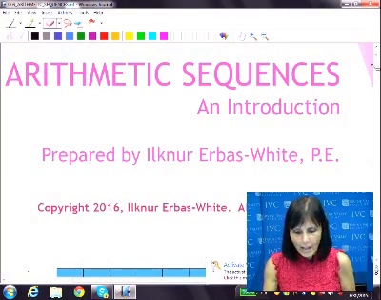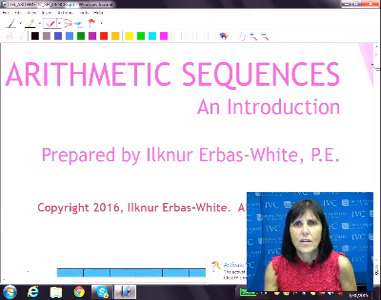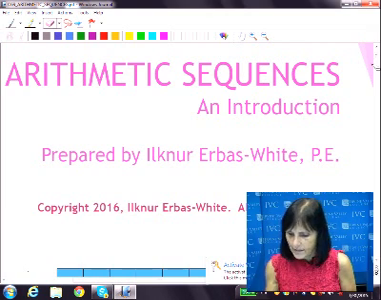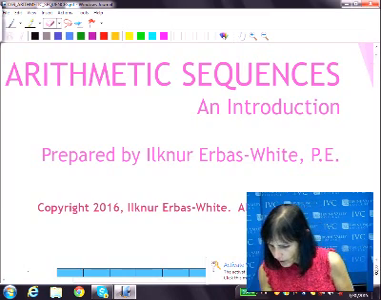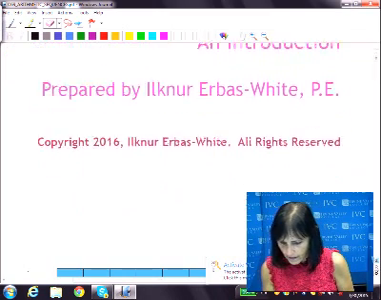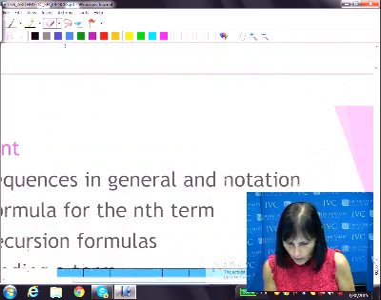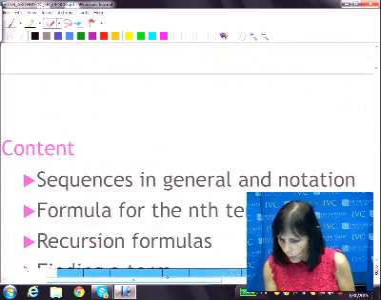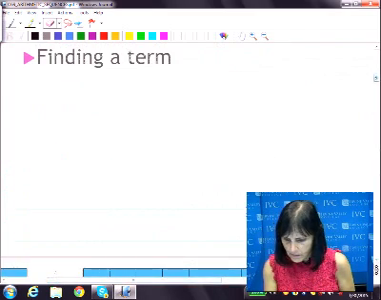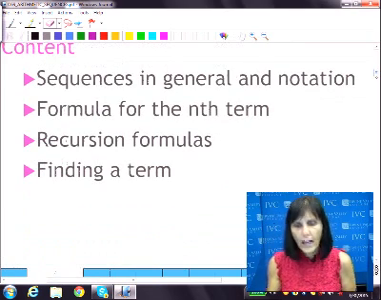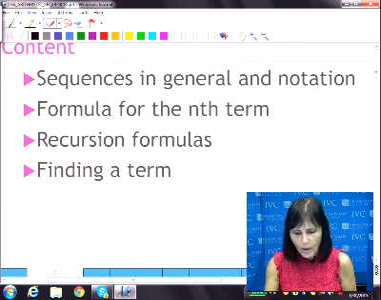We are going to look at arithmetic sequences. Usually you study these at the end of your college algebra class. So what I'm going to cover is, first, a look at what a sequence is and how I write it, how I show it.